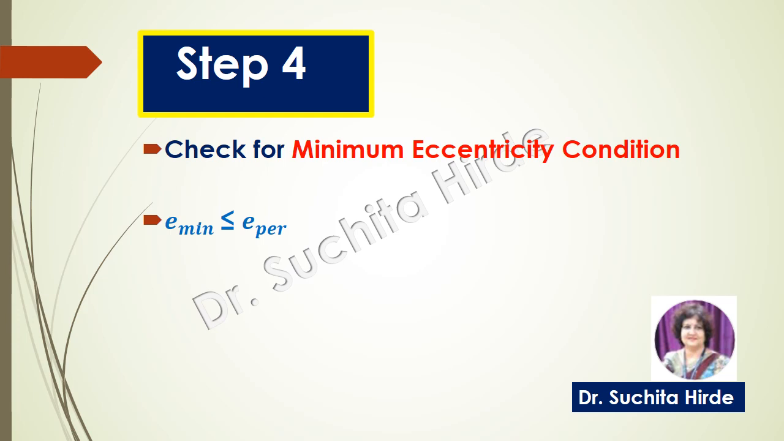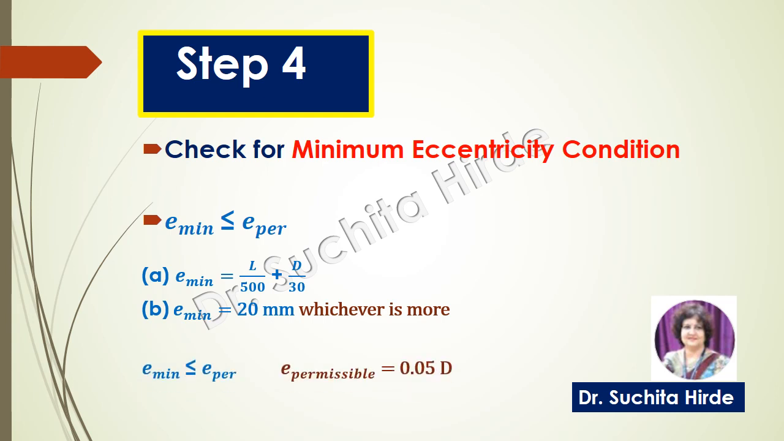So let us understand how to calculate E minimum and E permissible. As per IS 456, there are two criteria to calculate E minimum. First is E min is equal to L by 500 plus D by 30. And second is E minimum is equal to 20 millimeter. Out of this, whichever is more is to be considered as E minimum. Then E permissible is 0.05 D. So, if you want to design this column for axially loaded column, then E minimum must be less than or equal to E permissible.